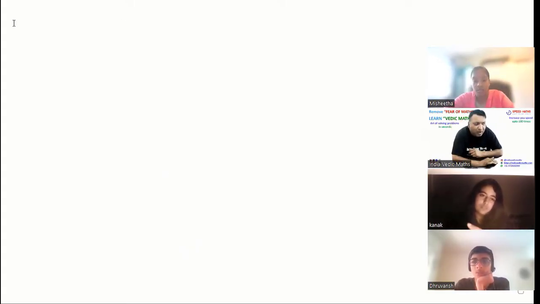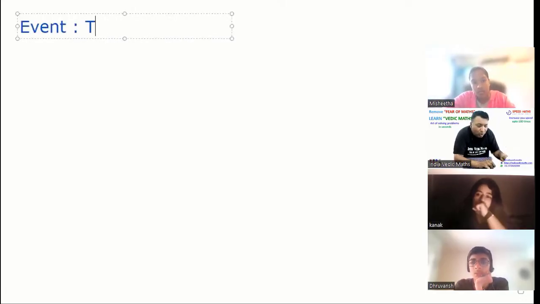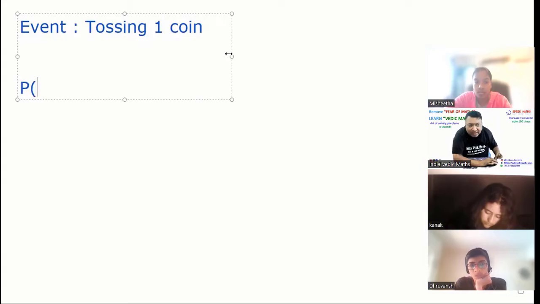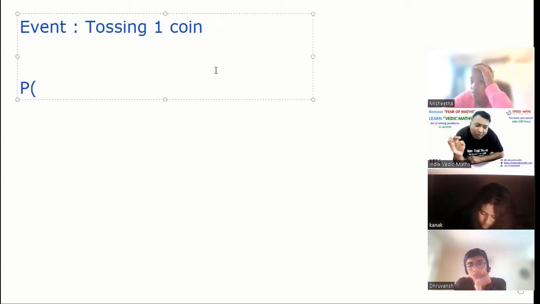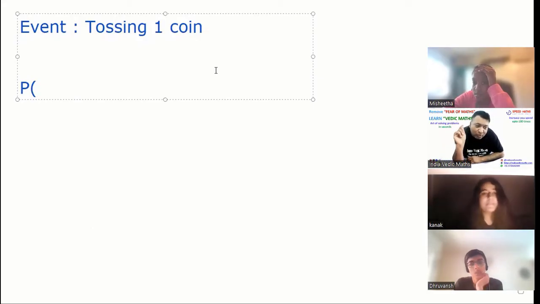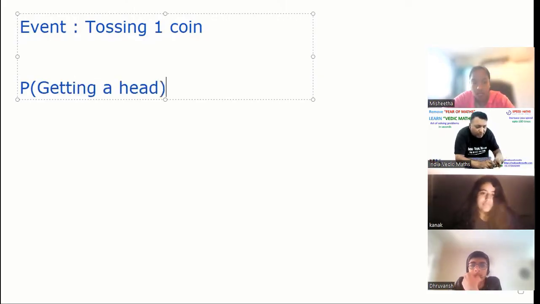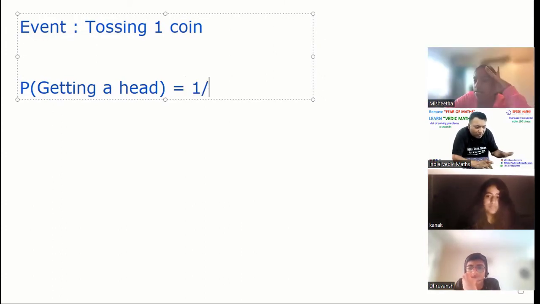The first set of questions is about the event of tossing one coin. I'll write a question here. Do not simplify, write the answer as something by something. Suppose you get 2 by 4, write 2 by 4. You get 3 by 8, write 3 by 8. Don't simplify. The objective is to get the probability. What is the probability of getting heads? You all are right. The probability is 1 over 2 because 1 favorable outcome out of 2 total outcomes.